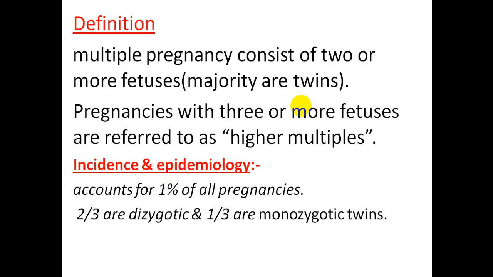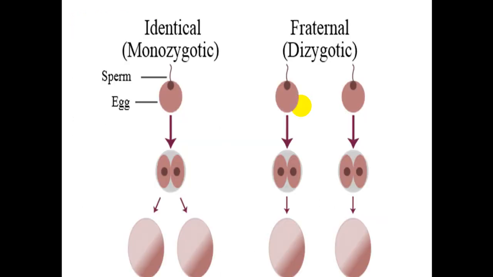Definition: multiple pregnancies consist of two or more fetuses. Pregnancies with three or more fetuses are referred to as higher multiples. Incidence and epidemiology: they account for 1% of all pregnancies. Two-thirds are dizygotic and one-third are monozygotic twins.